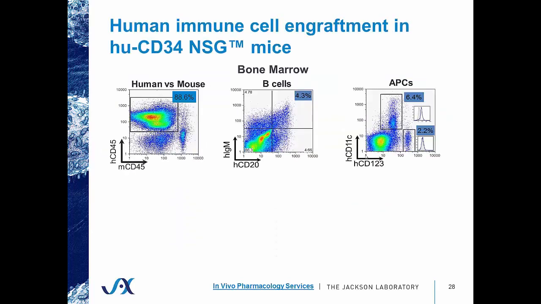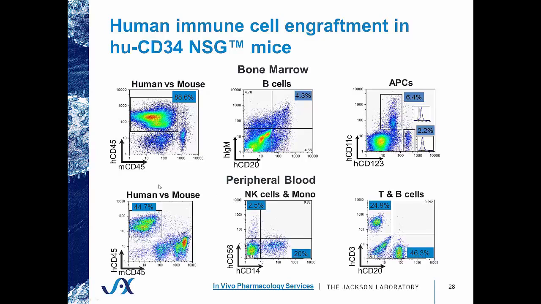And so I'm not going to show you all of the data, but these humanized mice develop multilineage engraftment of other immune cell populations. So I'd like to show you in the bone marrow, when we look at human CD45 versus mouse CD45, human CD45 is on the y-axis, x-axis is mouse CD45, and what we can see is a high level of human immune cell engraftment in the bone marrow. It's nearly 90%. We also see IgM producing B cells as well as a number of antigen presenting cell populations.